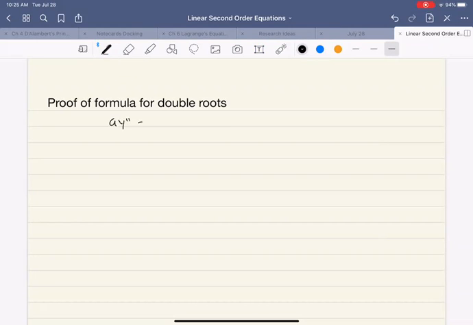So let's say you have ay double prime plus by prime plus cy equals 0, with a double root. So that is b squared minus 4ac equals 0. Okay, so let's take r equals negative b over 2a, and we're going to let y of t equals e to the rt.